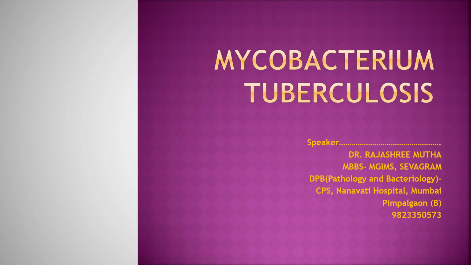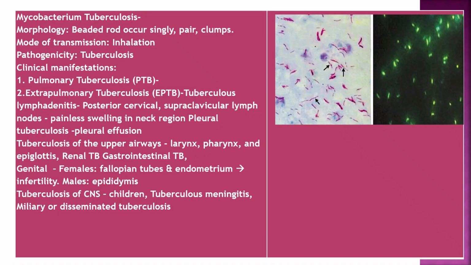Hello students, let's study Mycobacterium tuberculosis, which causes tuberculosis. So Mycobacterium tuberculosis morphology: beaded rod, occurs singly, in pairs or clumps. Mode of transmission: inhalation. Pathogenicity: tuberculosis. Clinical manifestation: pulmonary tuberculosis and extrapulmonary tuberculosis. In pulmonary tuberculosis, the patient may have symptoms like fever, loss of weight, anorexia, and sputum production.